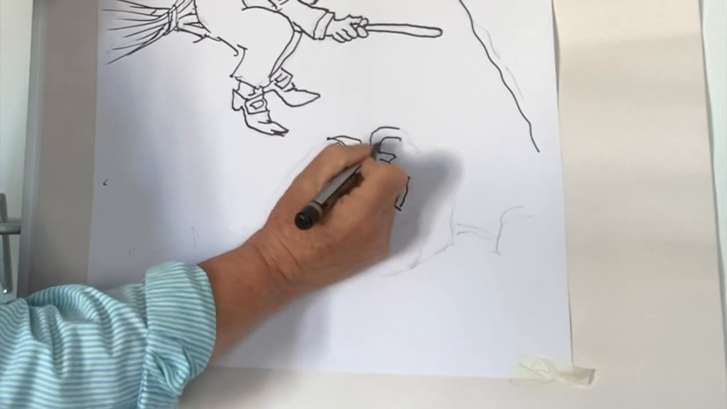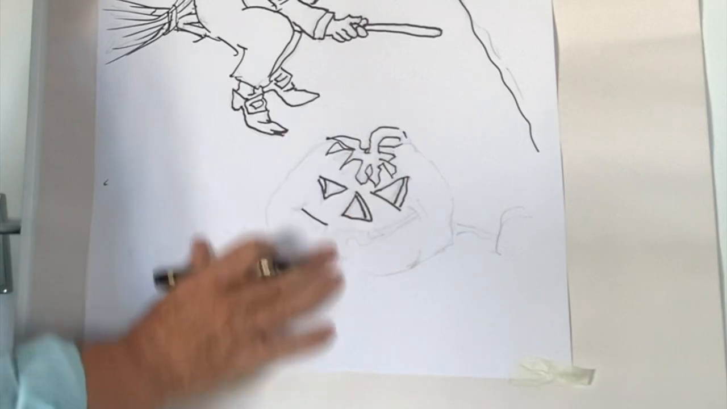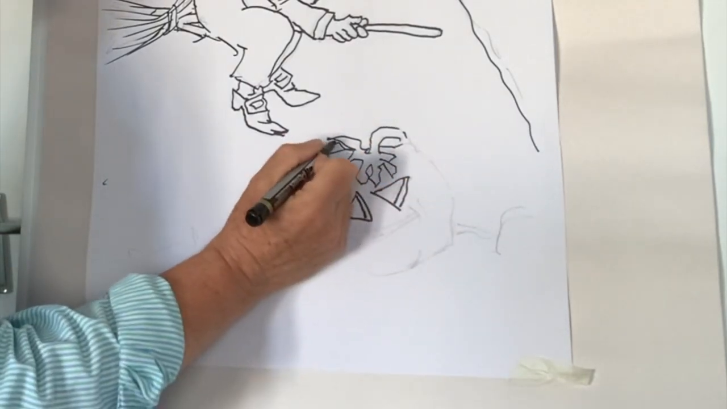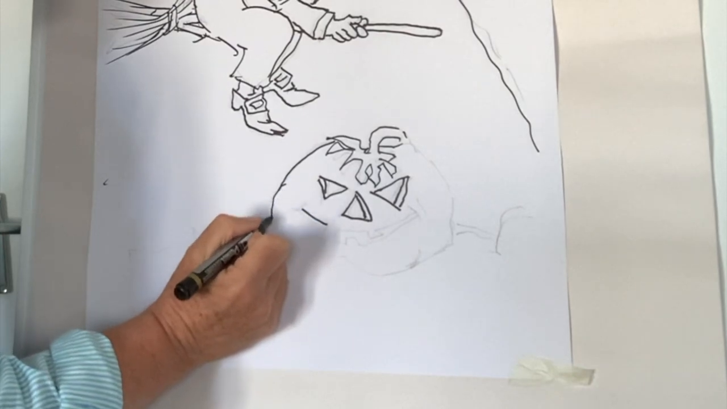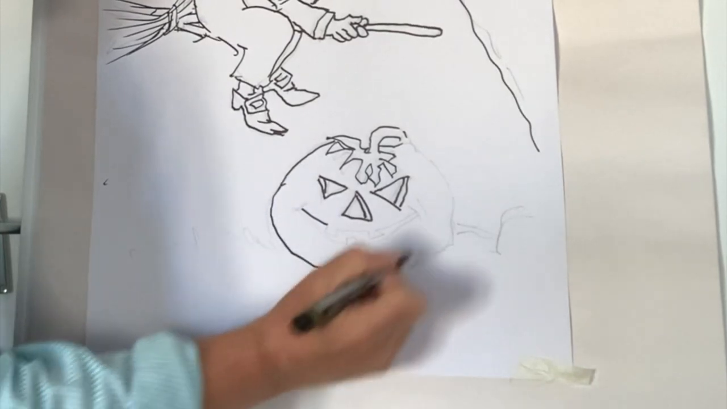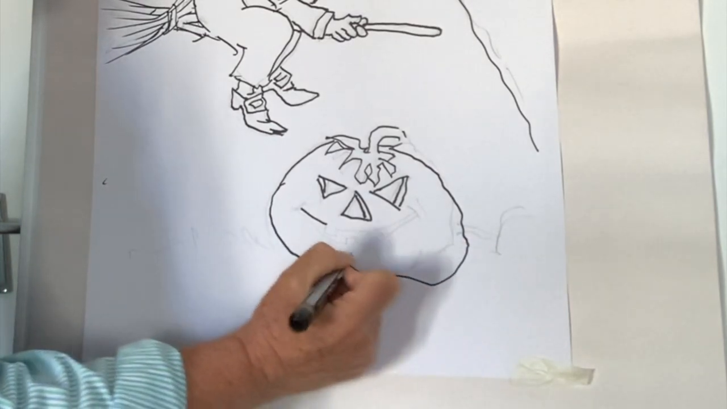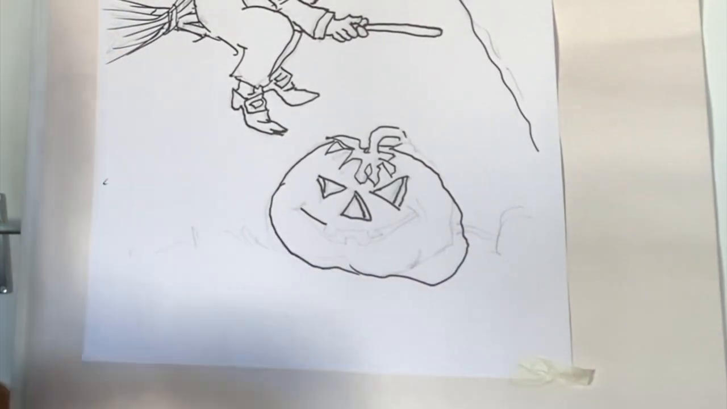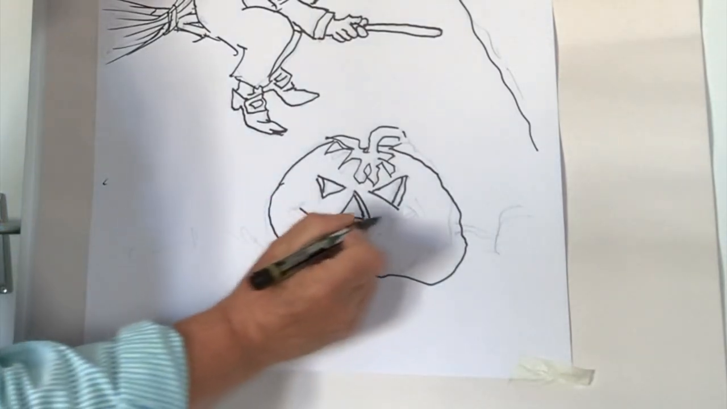So a few little squiggly lines like that. And then again, think of the shape. So it's not quite circular. So you can make it any shape you like, but it's roughly this shape. And that's the great thing about drawing. You know, you can do it any way you like, but this is just to give you a little idea.